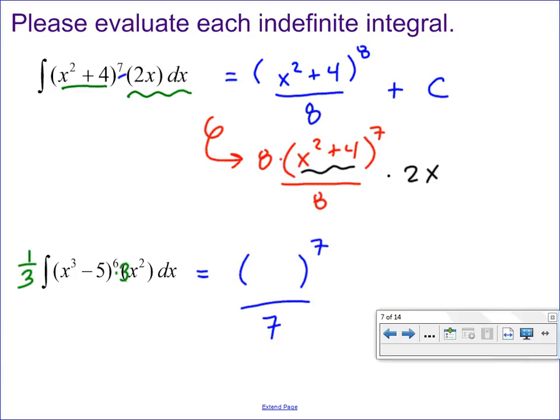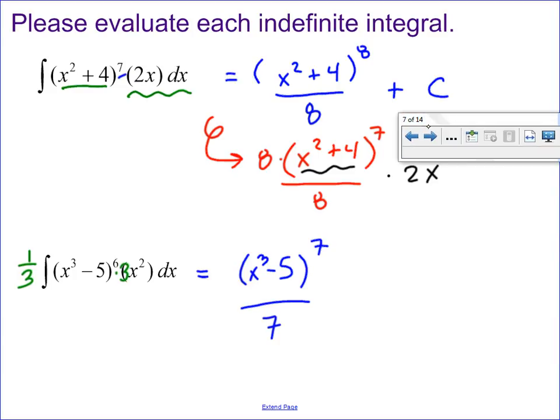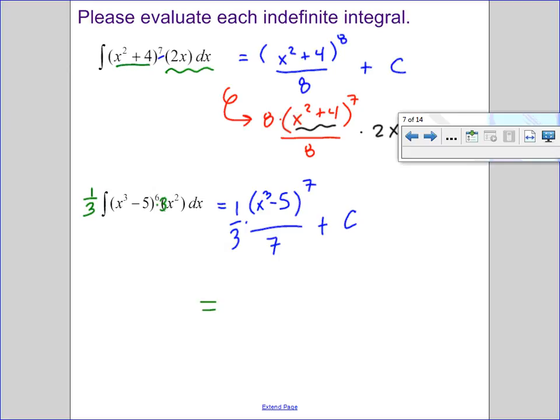What was my base? X cubed minus 5. So I add 1 to the exponent, divide by the new exponent, and I don't neglect to include the plus c. All right, where's my 1/3? There we go. And we can make that prettier. We could go ahead and do 1/21 out front, or we could do all over 21. Either one's fine.